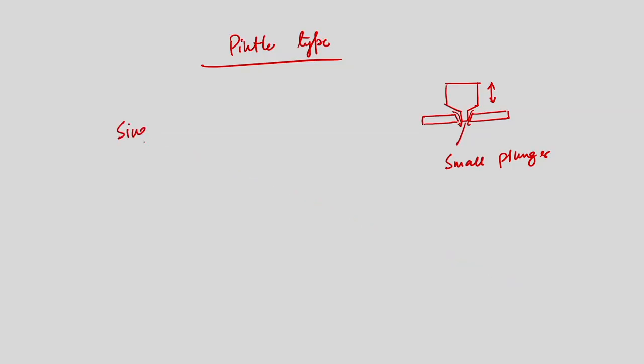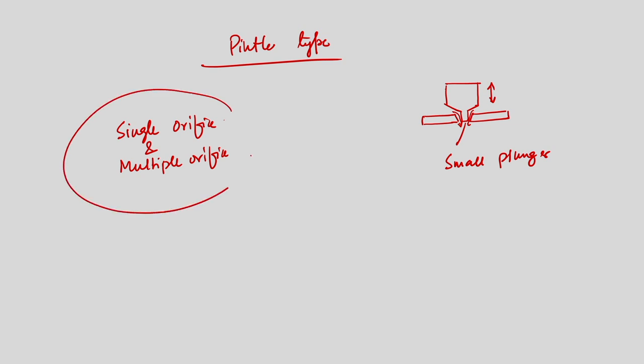Single orifice and multiple orifice nozzles are used basically for non-turbulent type combustion chambers. So I am writing single orifice and multiple orifice. Now this is the pintle type nozzle.